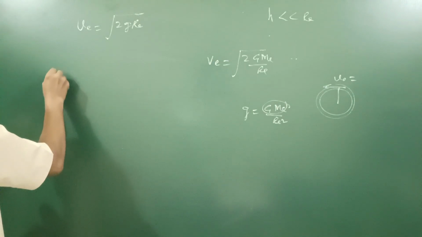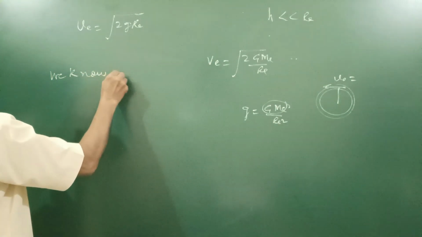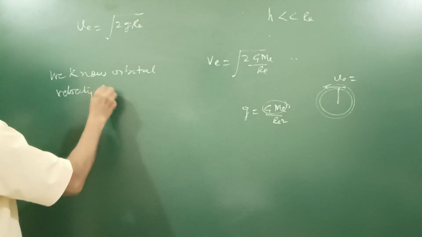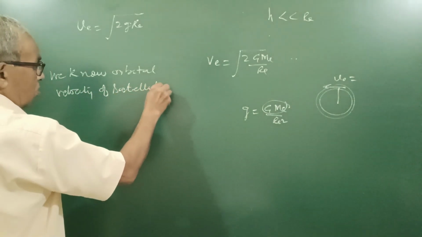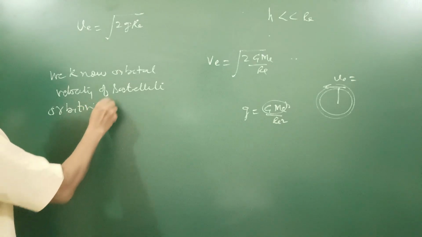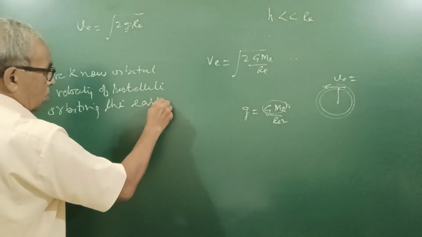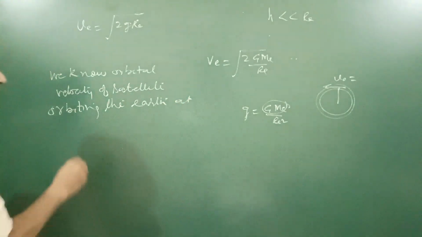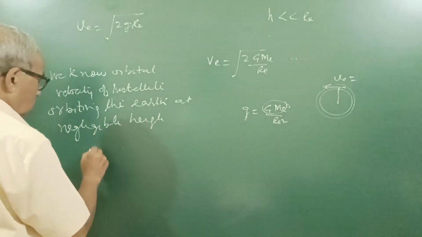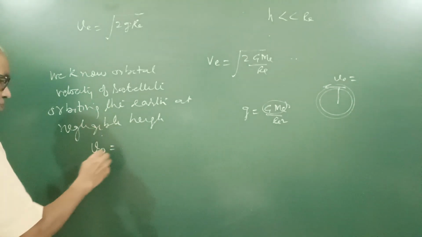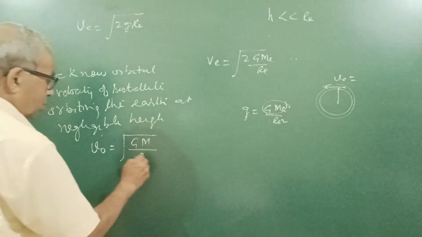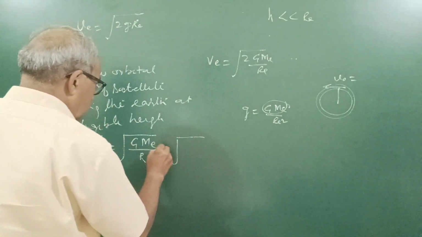And we know the orbital velocity of a satellite orbiting the Earth at negligible height: VO is equal to under root G ME upon only RE. This is equal to under root g RE.